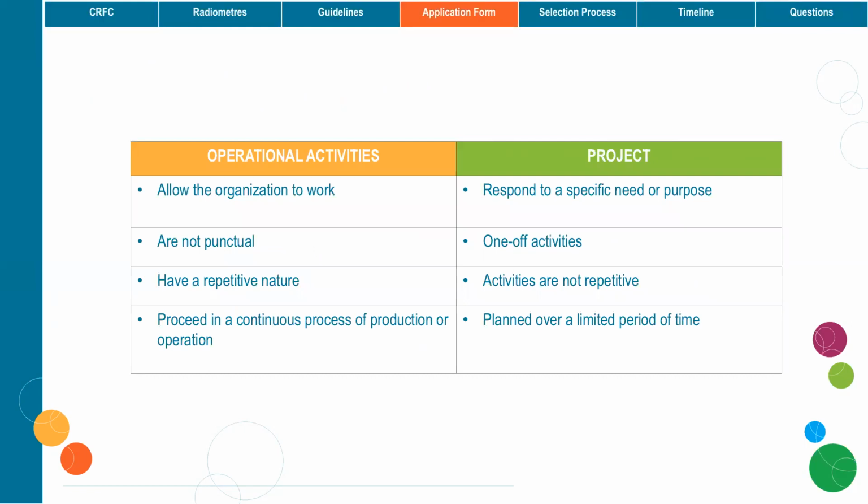So operational activities are the operations that allow the organization to work from one year to another. So these activities are not punctual, they have a repetitive nature, and it goes on in a continuous process. For a project, it's different. It responds to a specific need or purpose. It's a one-time activity, so it's non-repetitive, and it's planned over a limited period of time. So it means that a project has a start and end date.